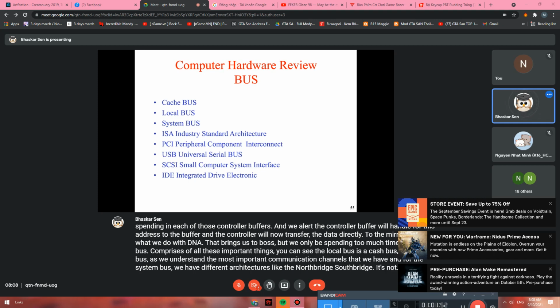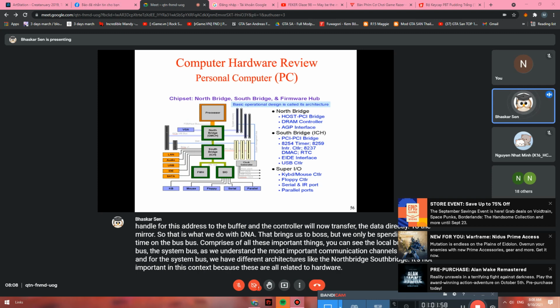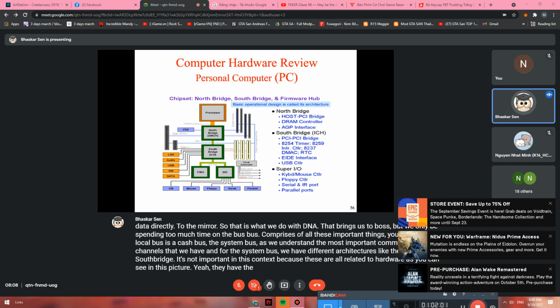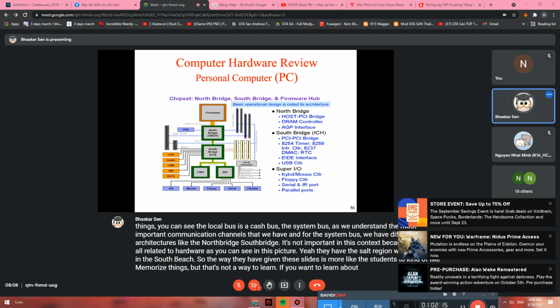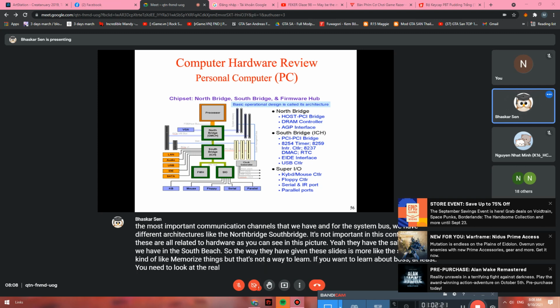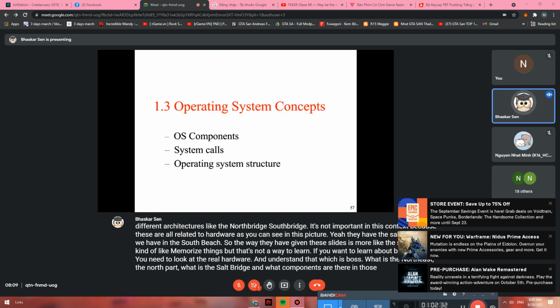It's not important in this context because these are all related to hardware. As you can see in this picture, they have the South Bridge, and what do you have in the South Bridge? The way they have given these slides is more for students to memorize things, but that's not the way to learn. If you want to learn about bus, at least you need to look at the real hardware and understand which is the bus, what is the North Bridge, the north part, what is the South Bridge, and what components are there in those two parts.